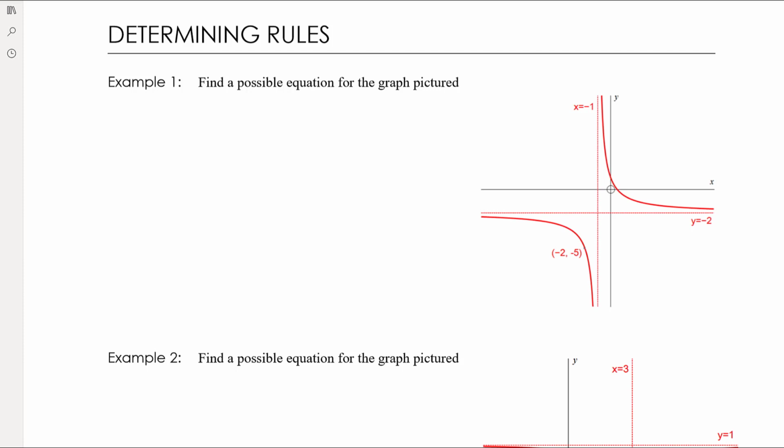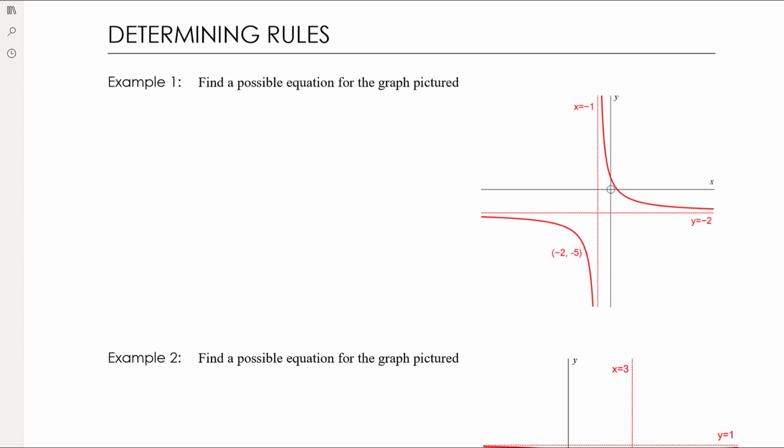Okay, so in this video we're going to be looking at determining the rule for a graph based on the information in the graph or based on information given about the graph, whether it's a picture or whether it's a description, some points, some information. So we want to look at coming up with the equation given the new graph shapes we've introduced.